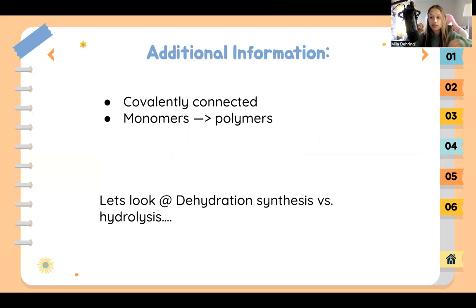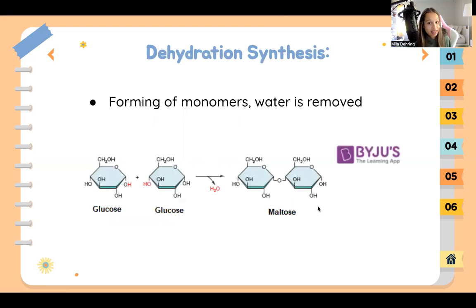And then some additional information: monomers are the single building blocks of the macromolecules, and chains of monomers are going to be polymers. All of these are going to be covalently connected. These are going to be covalent bonds. Hydrogen bonds form between two water molecules, but the rest of these macromolecules are going to be bonded through covalent bonds. So now let's take a look at dehydration synthesis and hydrolysis.